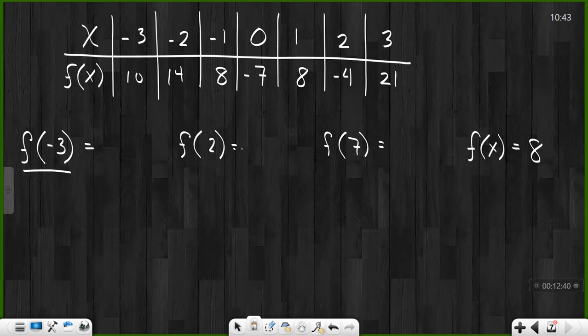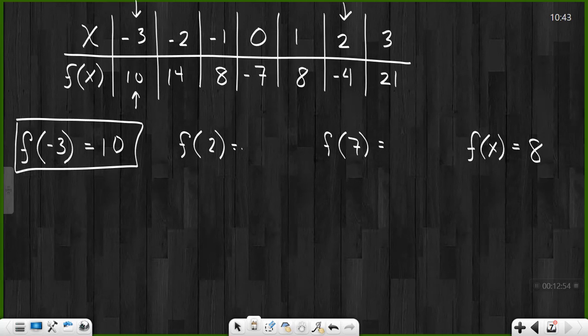In this case, starting with f of negative 3 over here, I see that when the input is negative 3, I get an output of 10. So 10 is my result, and that's it. All right? This is much easier than the other one. F of 2 means I look for 2 as my input, and I see I've got an output of negative 4. So negative 4 is my result.